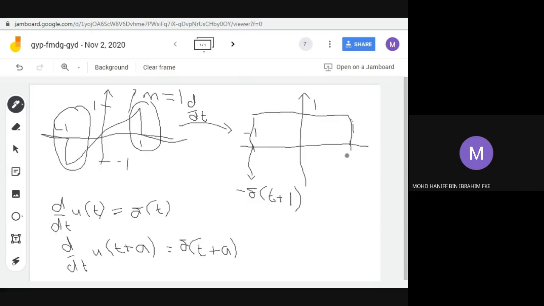So basically for that, we're going to have another step function which will be pointing downwards, also with an amplitude of 1, because the change is from 1 to 0, so the amplitude should be 1. So that should be a negative impulse at t minus 1.